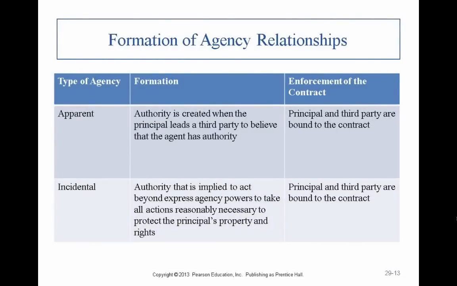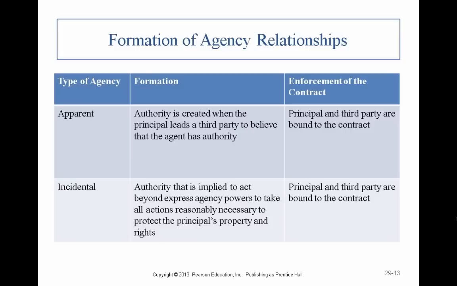What is an incidental agency? Authority that is implied to act beyond express agency powers to take all actions reasonably necessary to protect the principal's property and rights. Okay. Incidental to something. Let's say, again, I keep coming back to selling a house, selling a piece of property, right? And maybe it's this power of attorney kind of thing. I gave someone a power of attorney to show my house to see if they can get a buyer while I'm out of the country. Okay? And that's what they're doing.